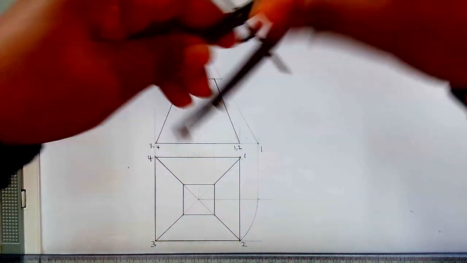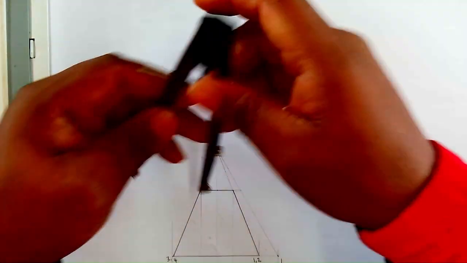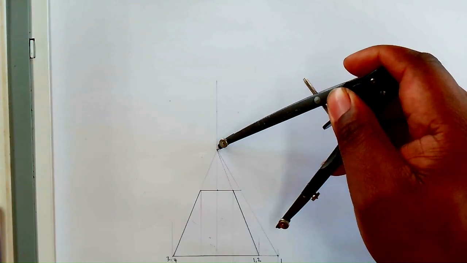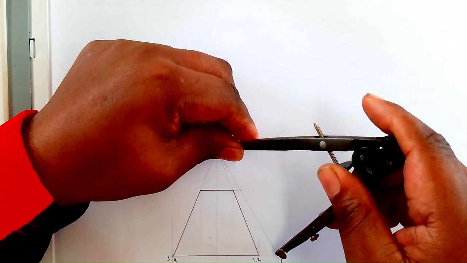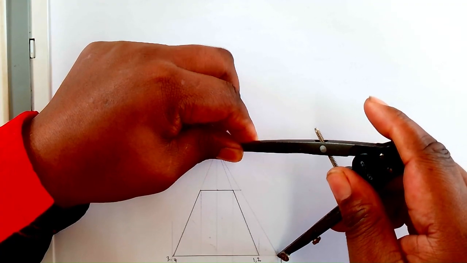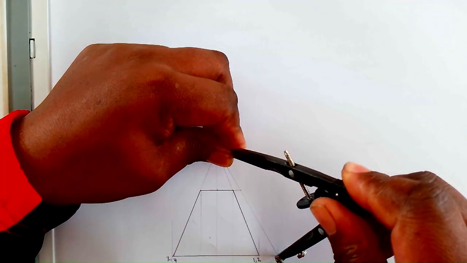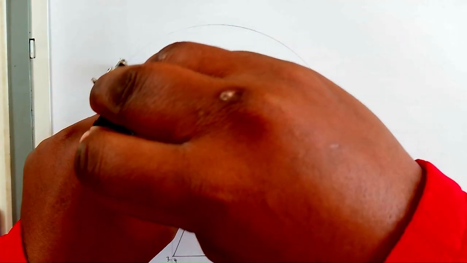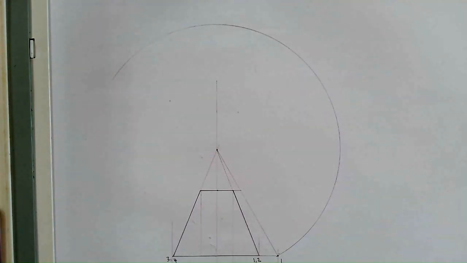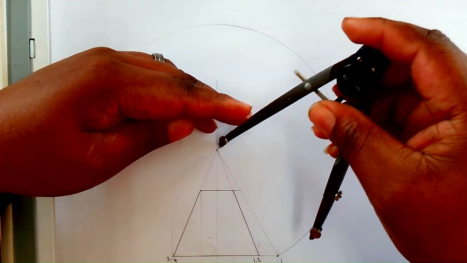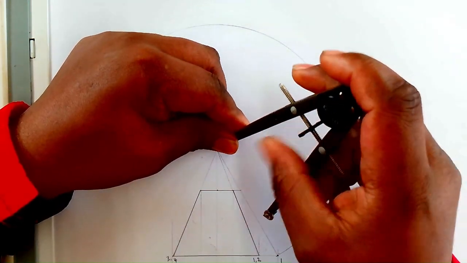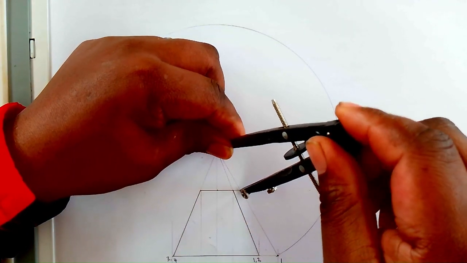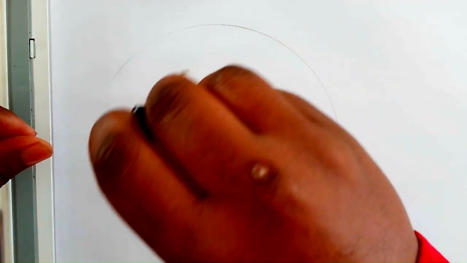Alright, now we can open our compass from the top of your pyramid, and from this corner here, that point 1, make an arc going all around your drawing. There is my arc, so I need another one as well from this line that I have drawn here. There it is.